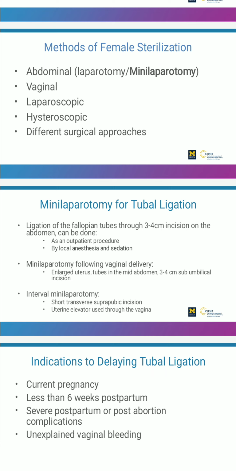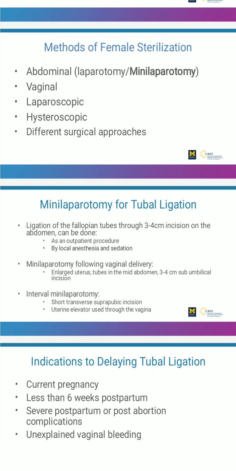The mini laparotomy is for tubal ligation of the fallopian tubes through a 3 to 4 centimeter incision on the abdomen. It can be done as an outpatient procedure with local anesthesia and sedation. This mini laparotomy is done postpartum after vaginal delivery, with the large uterus and tubes in the mid abdomen, through 3 to 4 centimeter umbilical incisions.